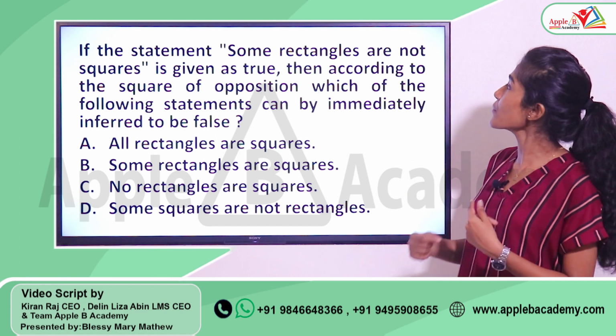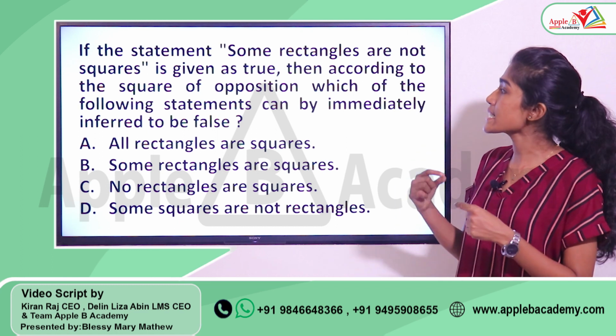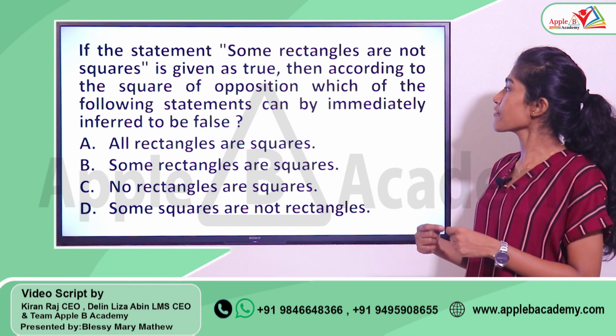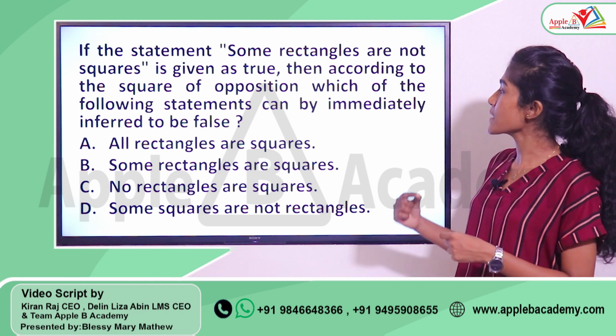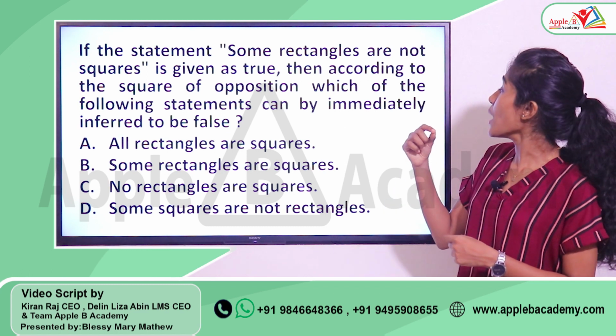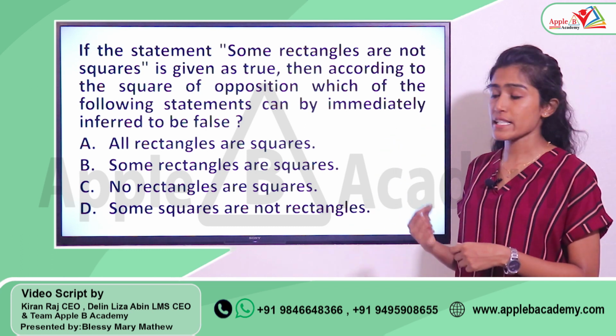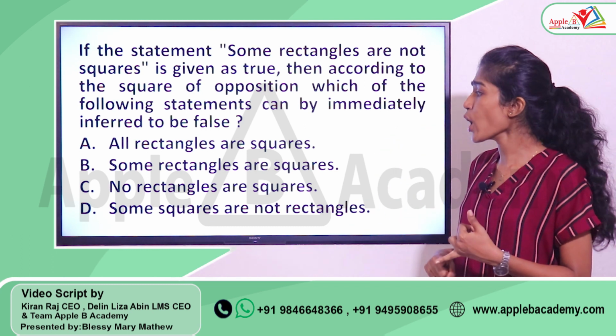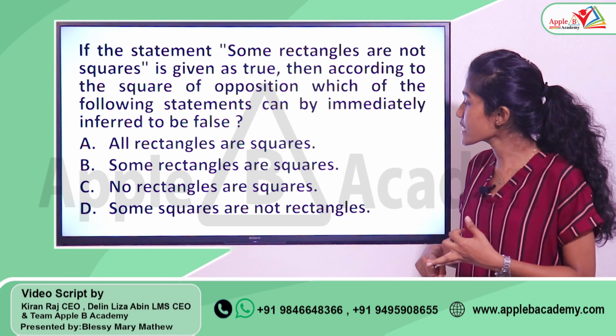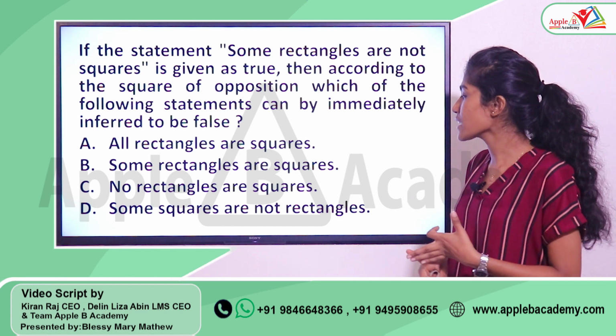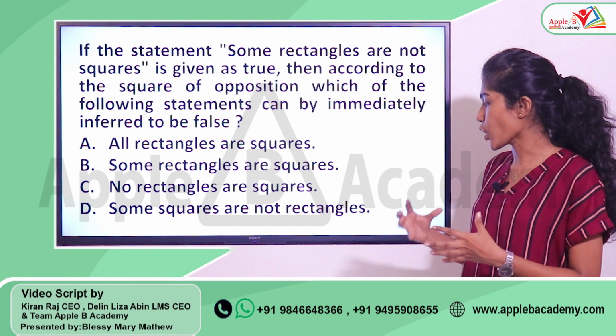If the statement "some rectangles are not squares" is given as true, then according to the square of opposition, which of the following statements can be immediately inferred to be false? And we have the options: all rectangles are squares, some rectangles are squares, no rectangles are squares, some squares are not rectangles.